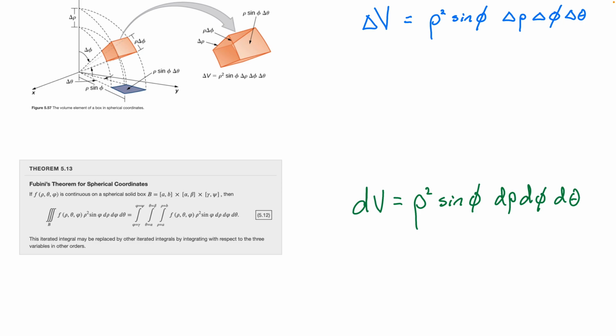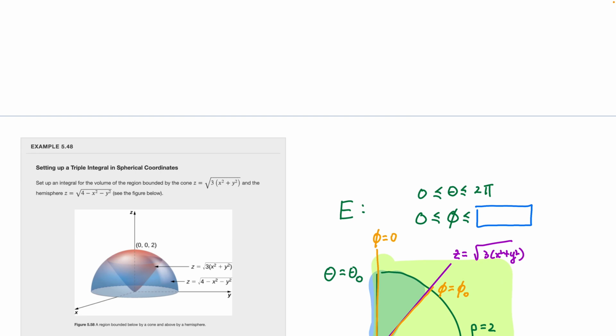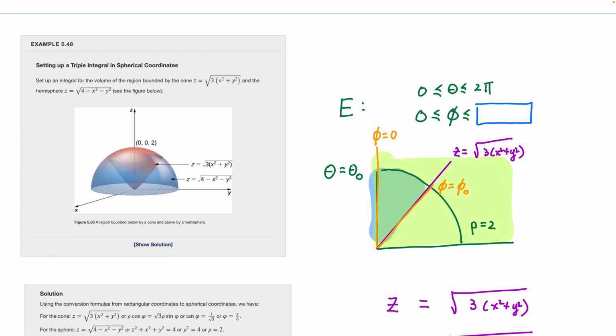The default order is to first integrate with respect to rho, followed by phi, and then typically regions are easily understood to have hard bounds on theta. So let's do an example of setting up a triple integral where the region is described in spherical coordinates.